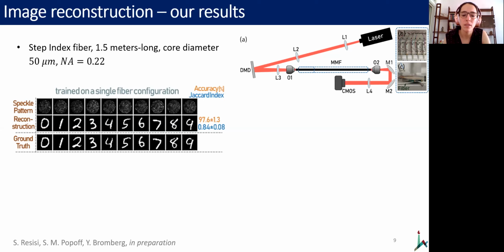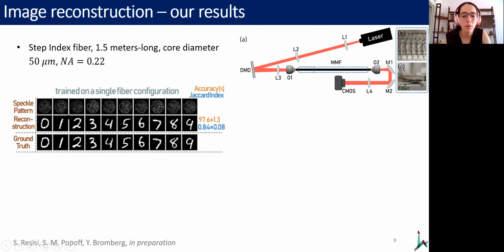On the top of the slide, you can see the schematics of the experimental setup. We are now using a step index fiber with a 50 micron core, which supports around 500 modes for each polarization. When training is complete, we test it by reconstructing unknown speckle and compare its prediction with the actual input, which was displayed on the DMD, which we refer to here as the ground truth.